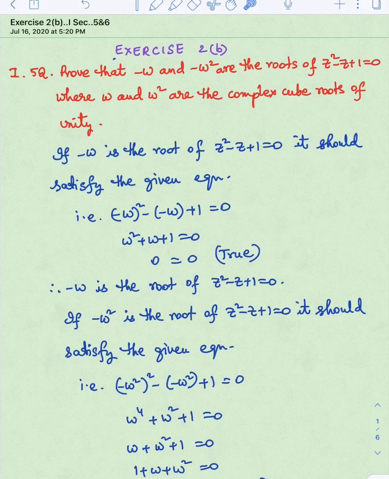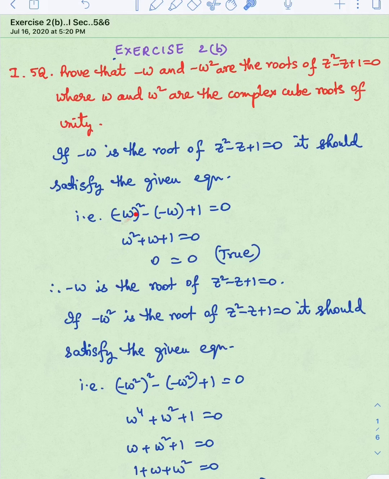Simple doing. Here these are the roots given. So if it is a root of this given equation, it should satisfy the equation. If minus omega is the root of the given z square minus z plus 1 is equal to 0, this minus omega should satisfy this equation. That is, put minus omega in place of z in it. That is, minus omega whole square minus omega plus 1 is equal to 0.